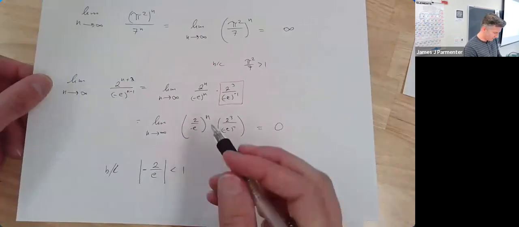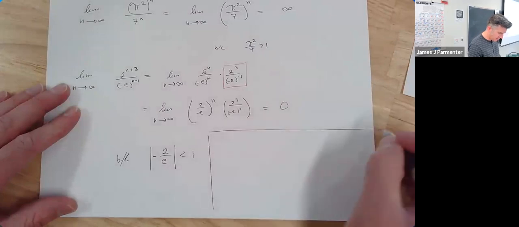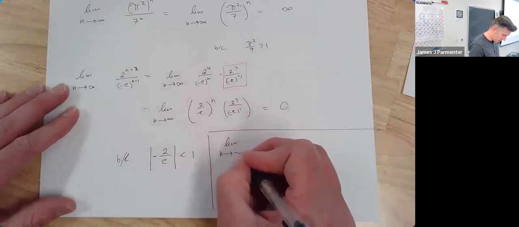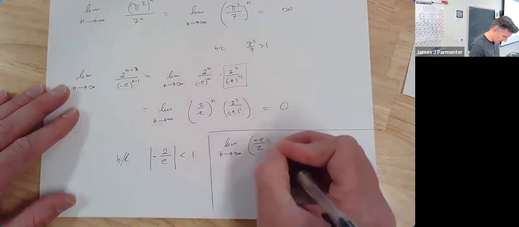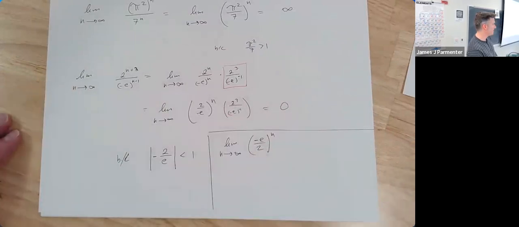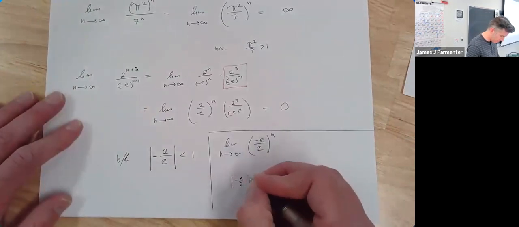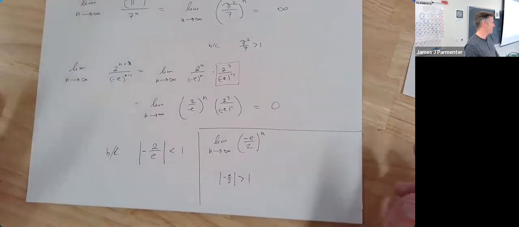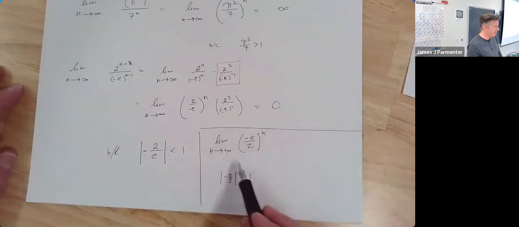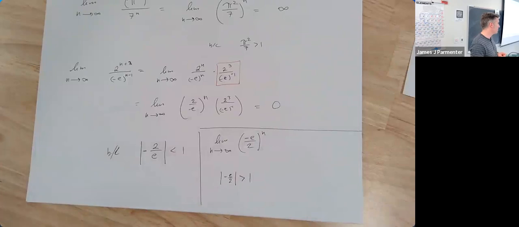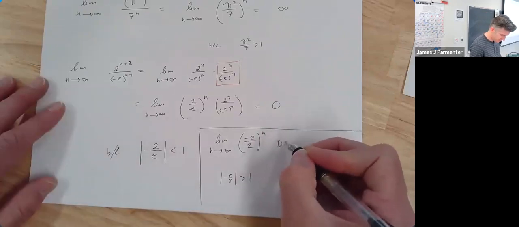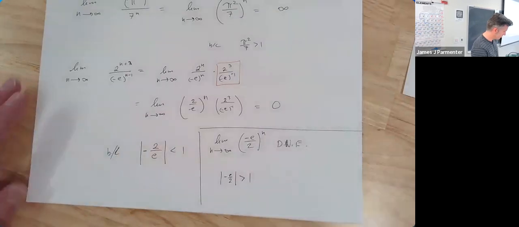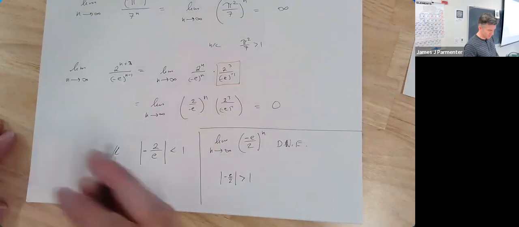On the flip side, if instead we had the limit as n goes to infinity of negative e over 2 to the n, now you've got something that's more negative than negative 1. The absolute value of negative e over 2 is bigger than 1. This is the case that I never love, because the limit doesn't exist. This fraction is getting bigger and bigger and bigger, but it's alternating.